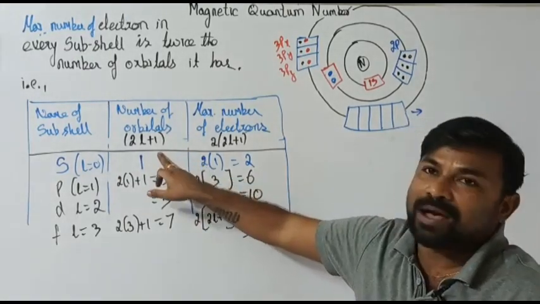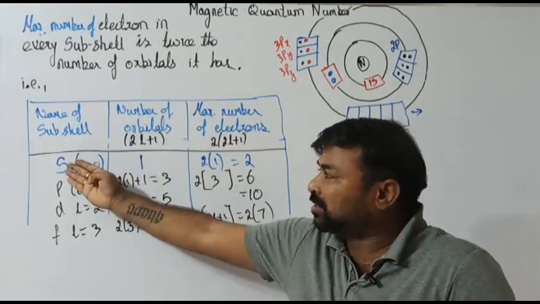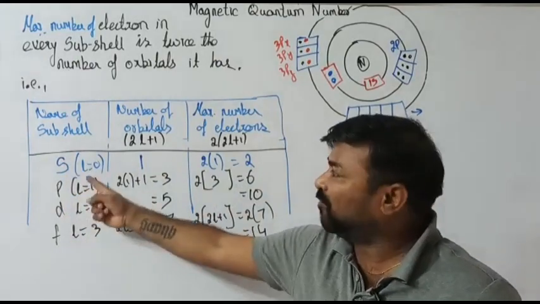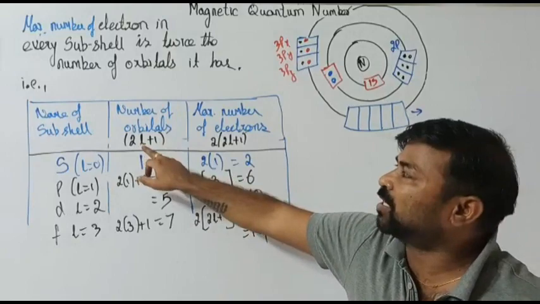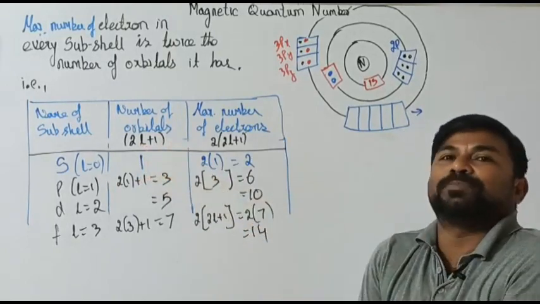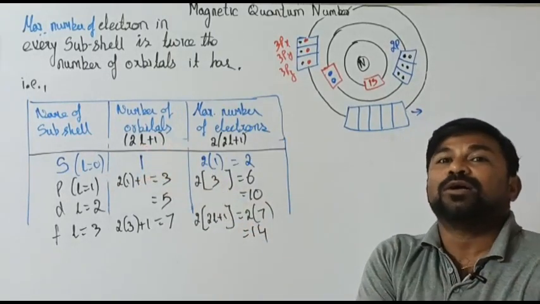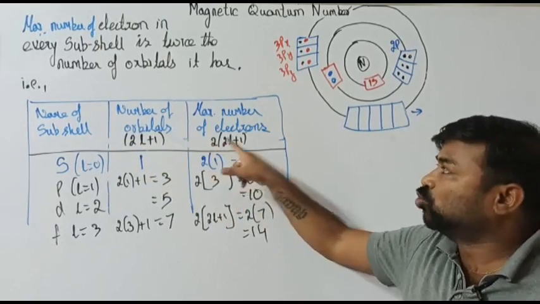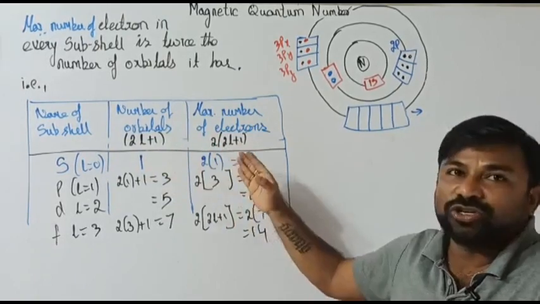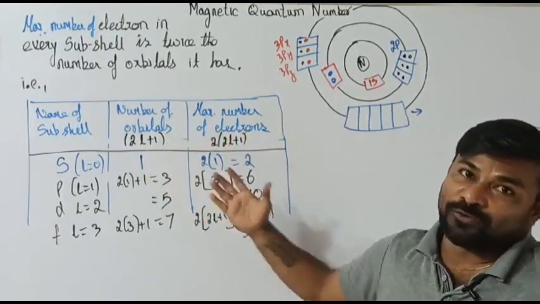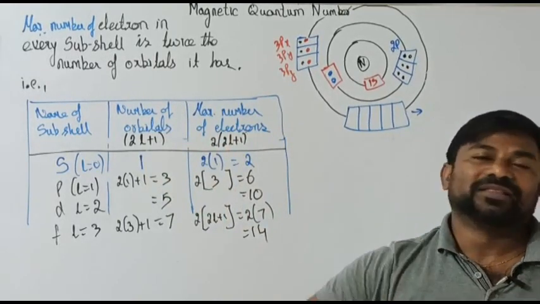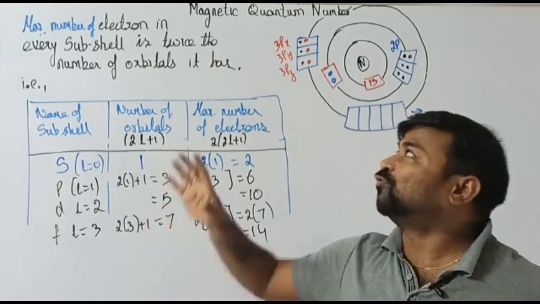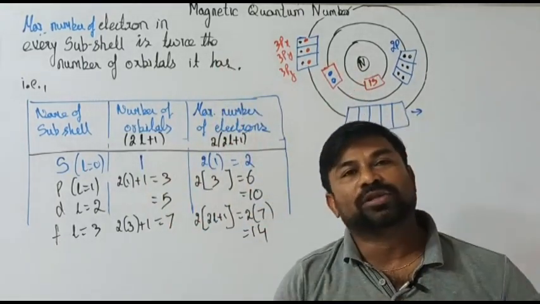So the two main formulas: if you know the name of the subshell, if you know the azimuthal quantum number l, the number of orbitals is given by the formula 2l plus 1, and the maximum number of electrons present in that subshell can be given by the formula 2 into 2l plus 1. The relation is double the number of orbitals it has. Why? Because in each orbital 2 electrons can sit. That is the end of magnetic quantum number with all the information.